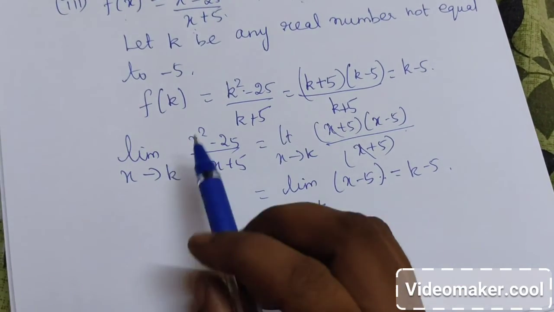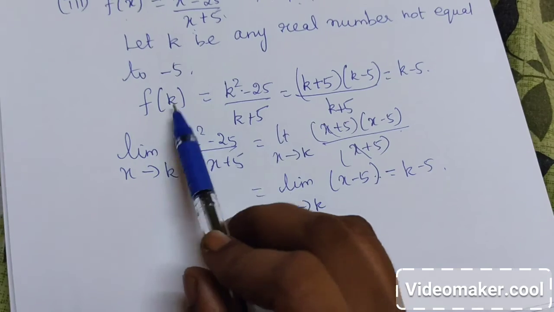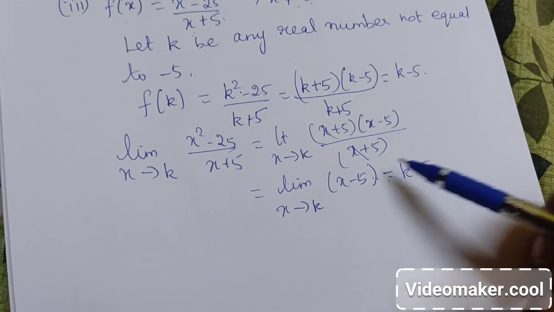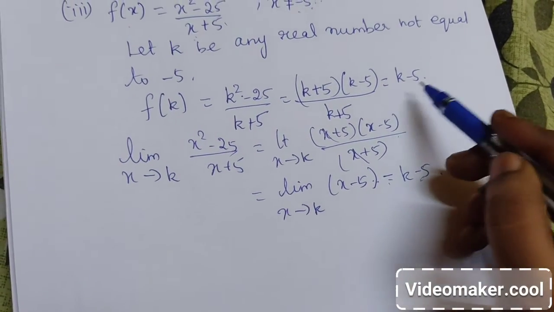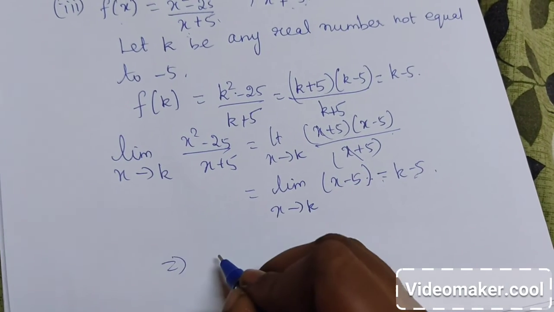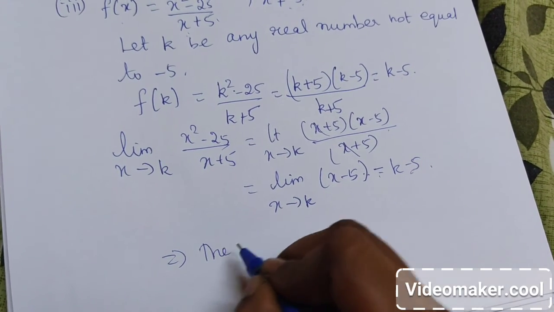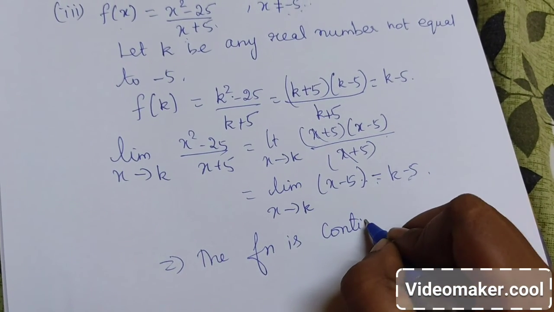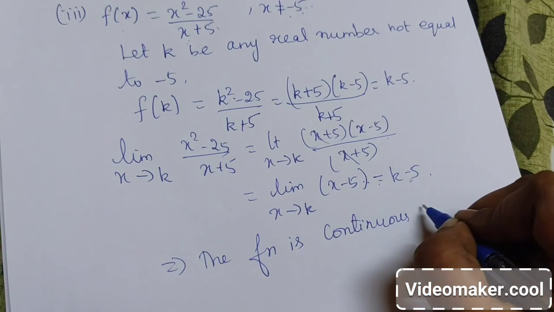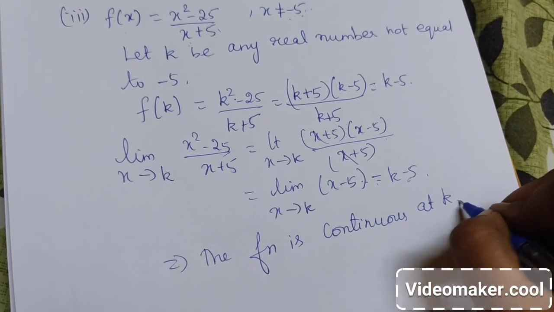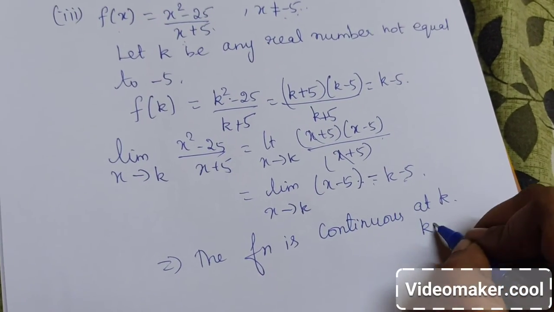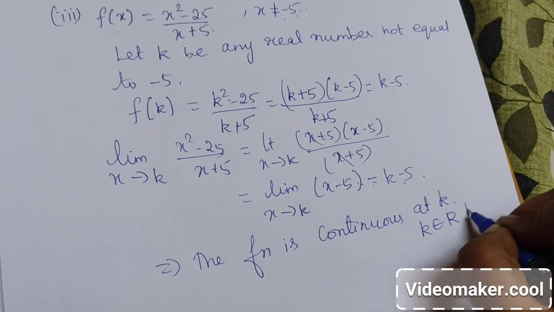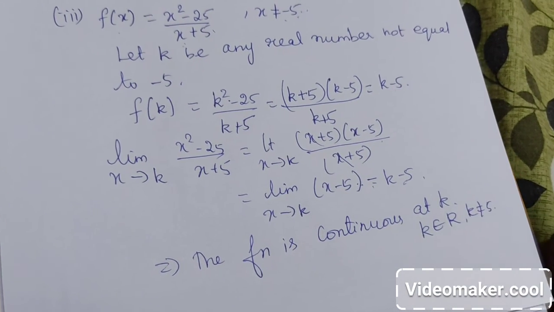Here the functional value at k is equal to the limit of the function, k minus 5. Okay, so we can say the function is continuous at k, where k is a real number belonging to R and k is not equal to minus 5.